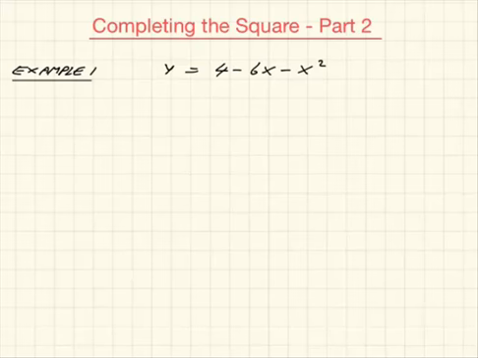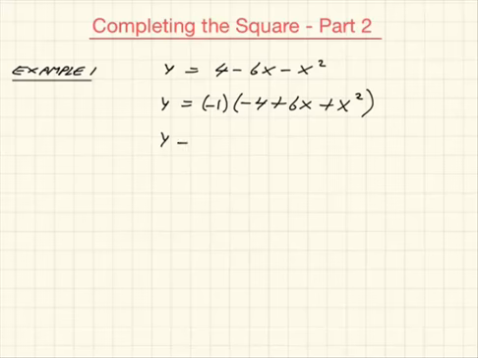You have to rewrite it like this. y is equal to, you actually take out a minus 1 out of each term, and that becomes minus 4 plus 6x plus x squared. And we can rewrite that in the more familiar way with the x squared term first: x squared plus 6x minus 4.